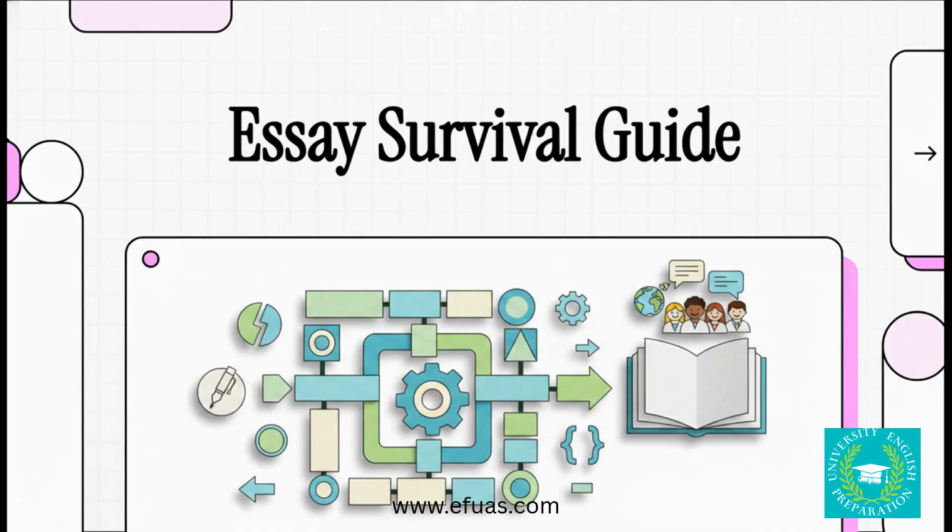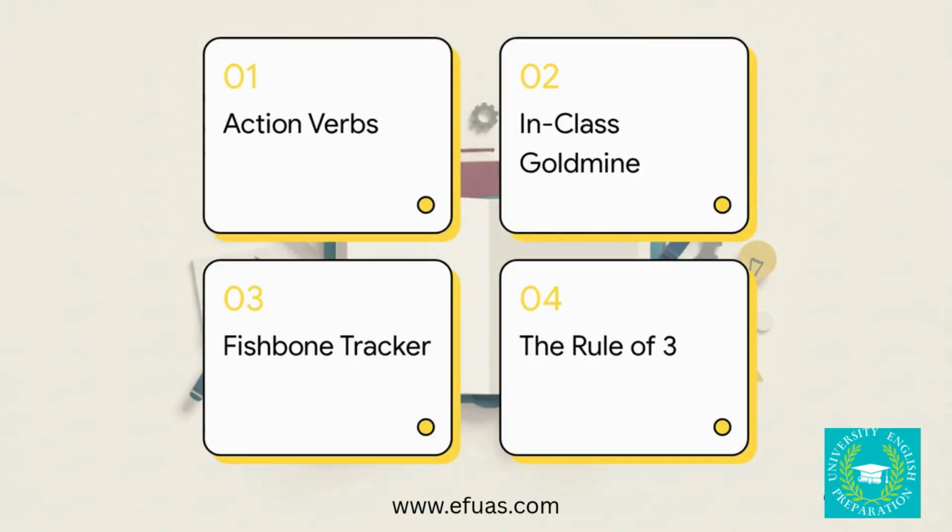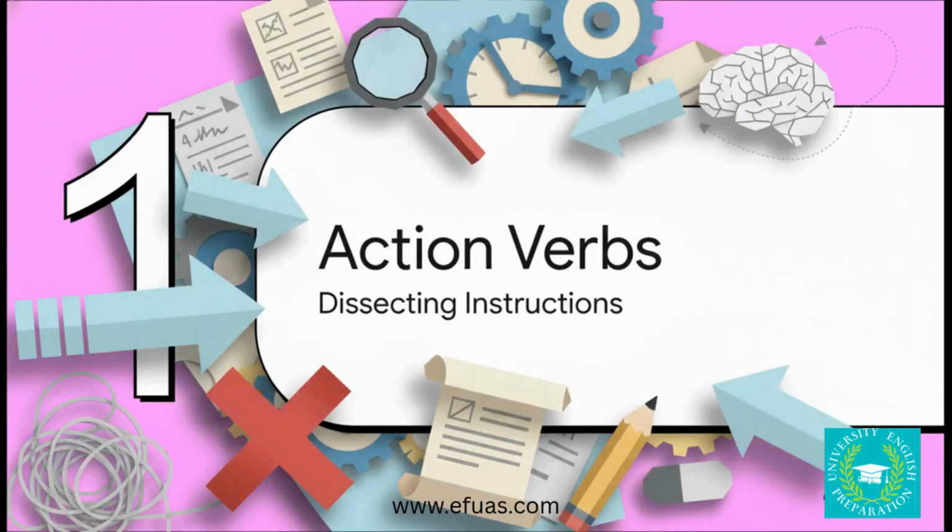This is huge, especially if you're navigating university as an English as a second language learner. Listen, you don't need perfect grammar to start. You just need a perfect plan. To get you there, we've got a chronological blueprint to demystify this whole process. We're looking at 4 steps. 1. Dissect action verbs. 2. The in-class goldmine. 3. Fishbone progress tracker. And 4. The rule of 3. Let's dive in.